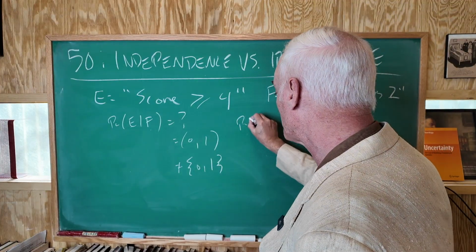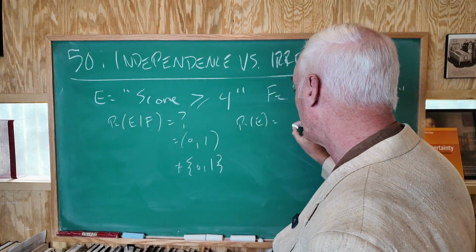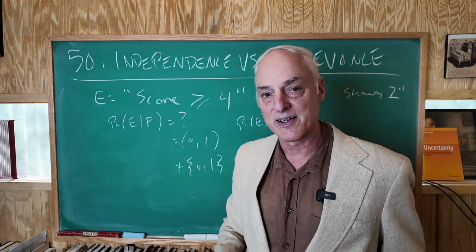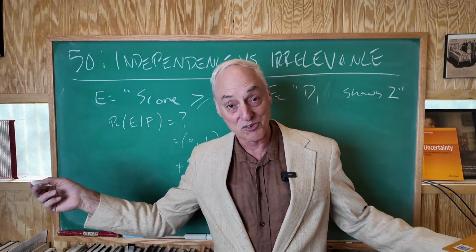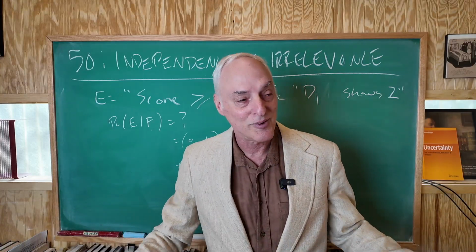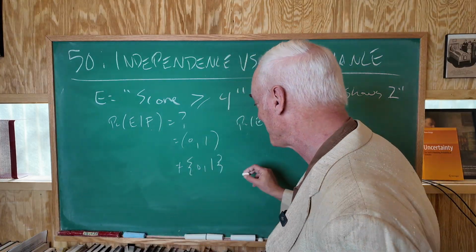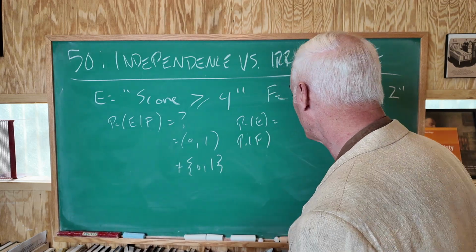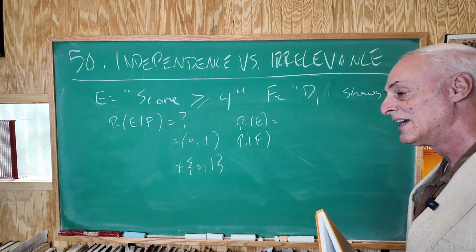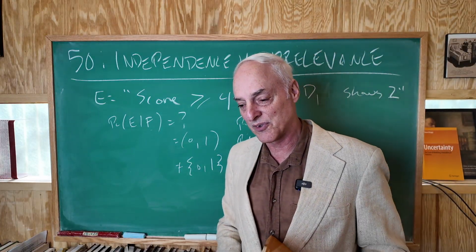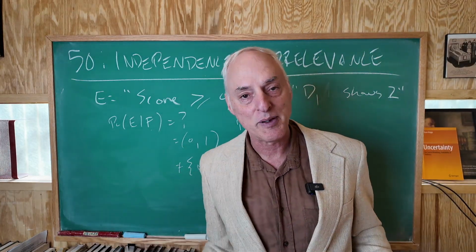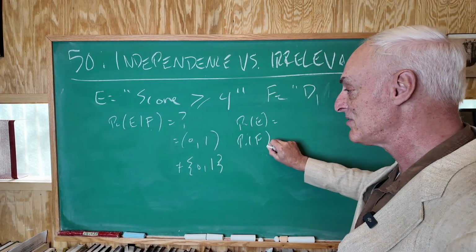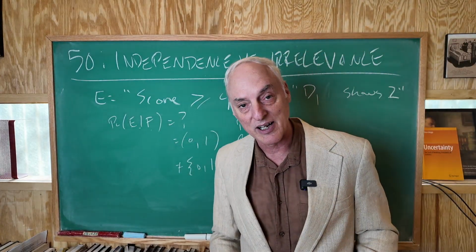What's the probability of E? There is no probability of E. It doesn't make any sense. The score is greater than 4. What score? What are we talking about? Again, there's no conditioning information. Likewise, we have no probability of F. The device 1 shows a 2. Does that mean there's a device 2 or 3 or 4 or 5? We have no information. So there is no probability of E. There is no probability of F. There is no probability of E given F. Okay?